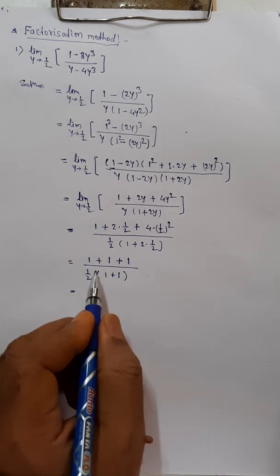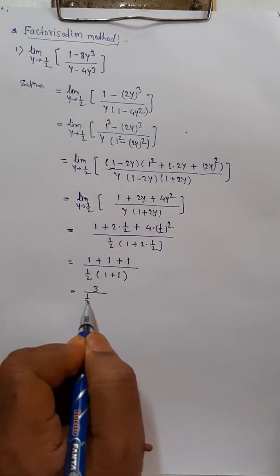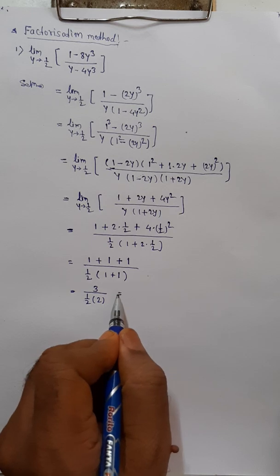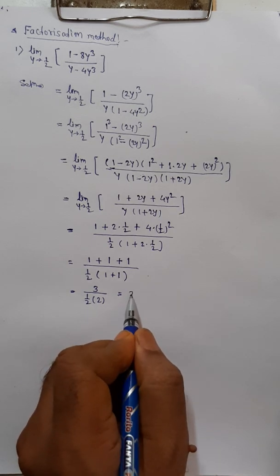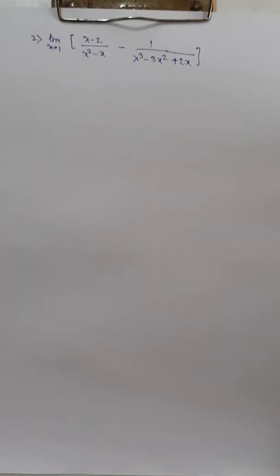So it is equal to addition 1 plus 1 plus 1, three times, that is 3, divided by 1 by 2 in bracket, addition is 2, and here 2 to cancel and we get 3. So 3 is the limit of this problem.